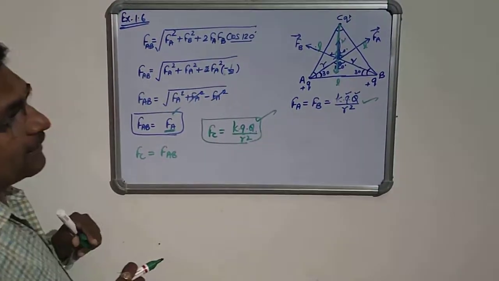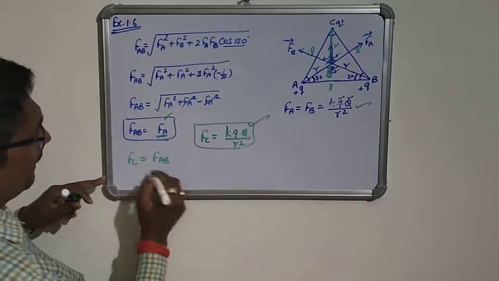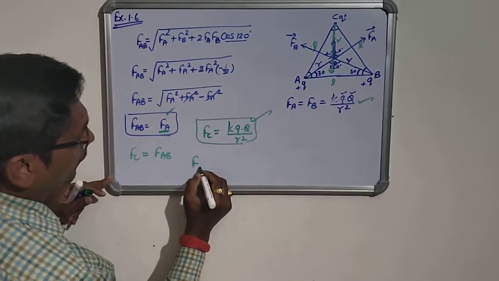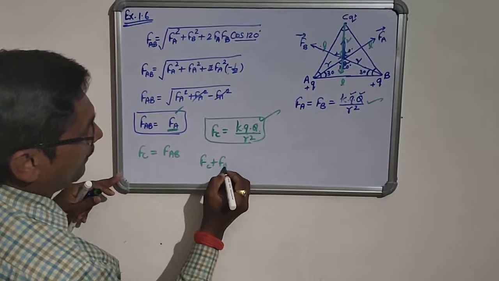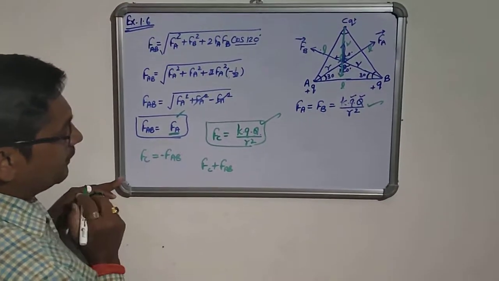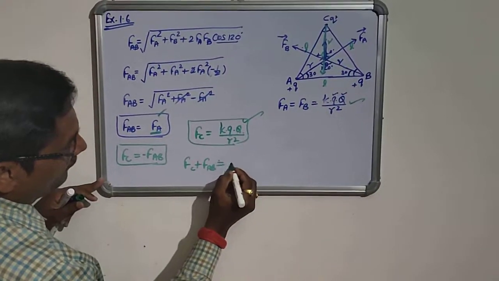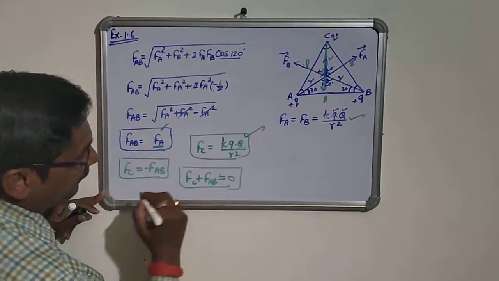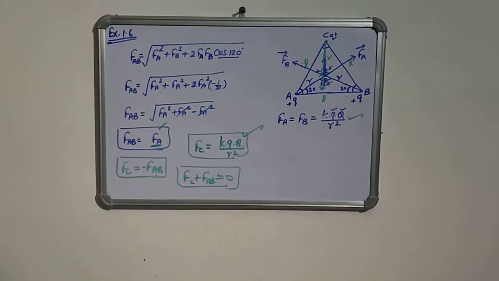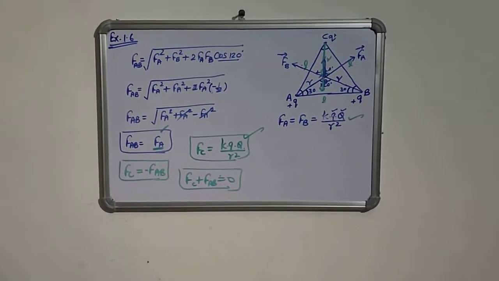Both forces are acting in opposite direction. That's why the resultant force on this is in opposite direction, so we can use a minus sign here. That's why the resultant force on charge O is 0. This is the solution of example 1.6.